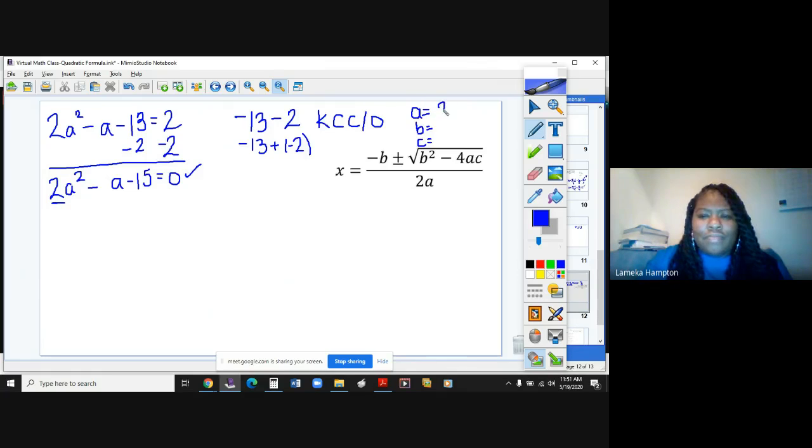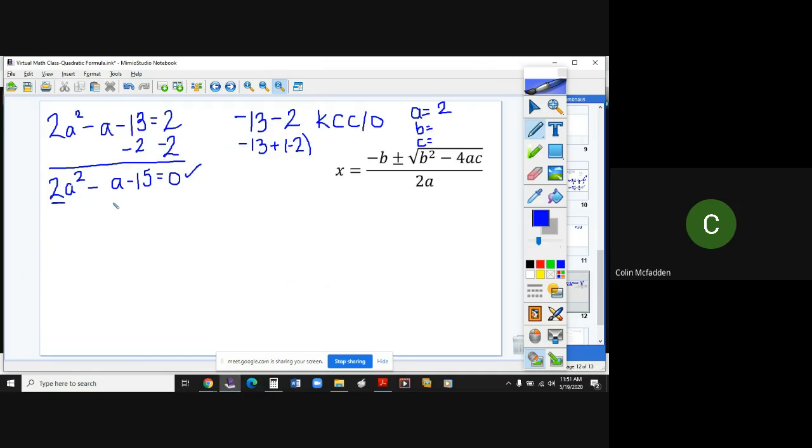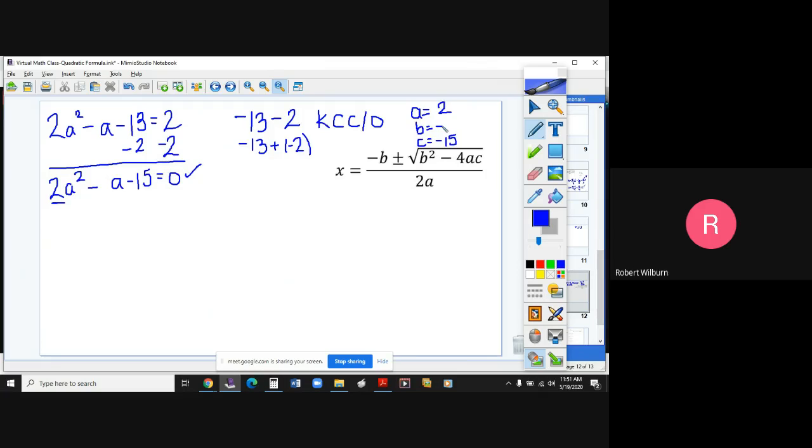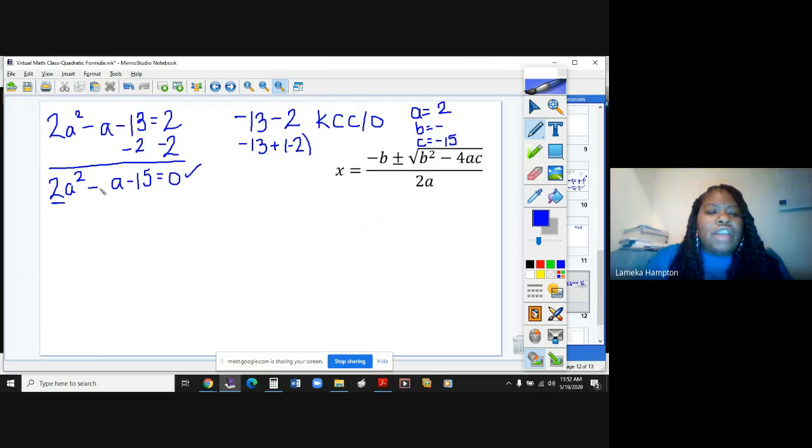Two. What number represents B? What's my number for the second term? If you don't know, just say, Miss Hampton, I don't know. Negative what? 15. Nope, that's C. So I'll go ahead and put that. But what's B? B is negative 2? Well, no, not negative 2.